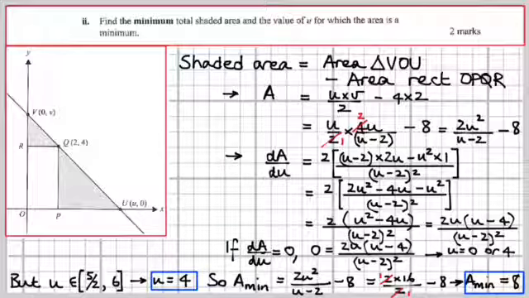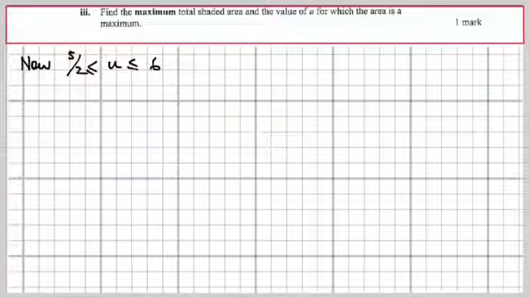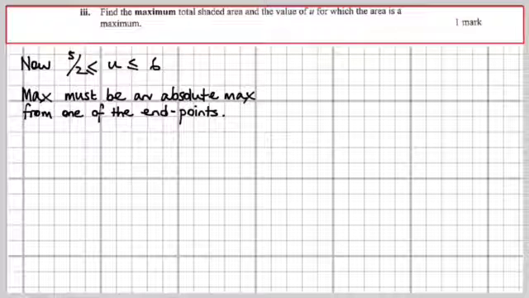Yes, 8 is great. Now, is there anything else they can do to us, guys? Oh, yes, there is. Find the maximum total shaded area, and the value of u for which the area is a maximum. Look, do you know what? I smell an absolute maximum here. So I think what we'll do is we'll plug in the value of u for 5/2 and the value of u for 6 into the area formula, and I'll bet you what you like, we get figures which are more than 8, which was the minimum area. So yes, the max must be an absolute max from one of the endpoints.